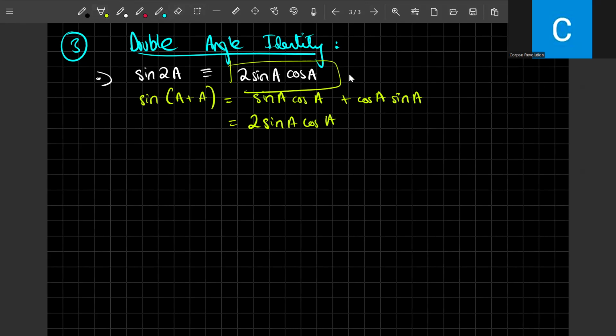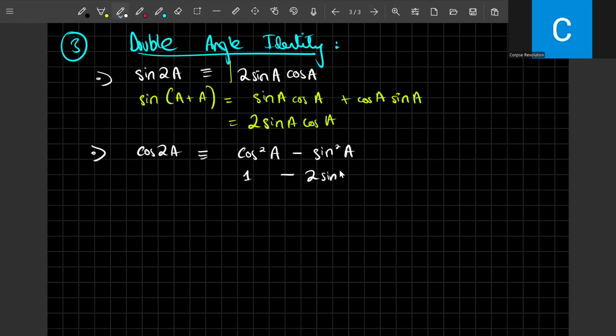Next up, we have cos 2A. Cos 2A is cos square A minus sine square A. And this is also equal to 1 minus 2 sine square A, or 2 cos square A minus 1.